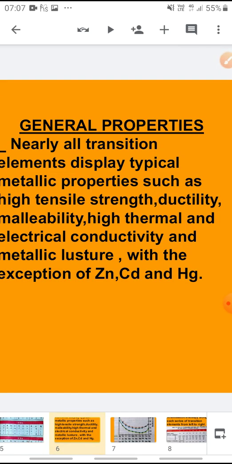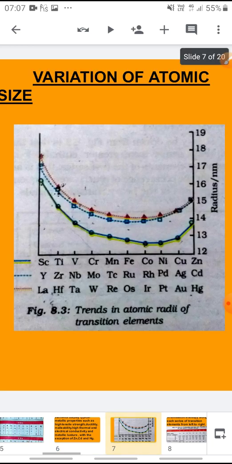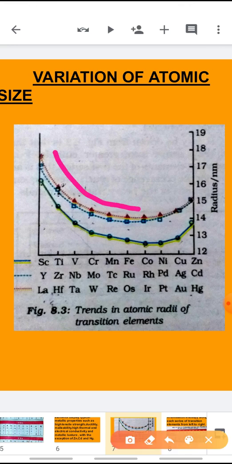So, as I have already told you about the metallic property, now coming to the variation in the atomic size. Now children, as you all can see in the graph, as we move from scandium to zinc, or you can say as we move from left to right in the periodic table, the size of atom decreases up to nickel, or you can say palladium, platinum, but after that it starts increasing. First of all, it decreases, after that it starts increasing.